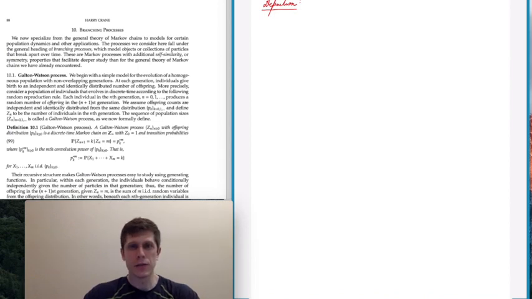On the other hand, if we were experiencing decay, so if the expected number of individuals was only a half, if it were less than 1, if the replacement rate was less than 1, then we have 1 individual in the first generation, half in the second, a quarter in the third, and so on. And so what happens there is that we're going to go extinct with probability 1.